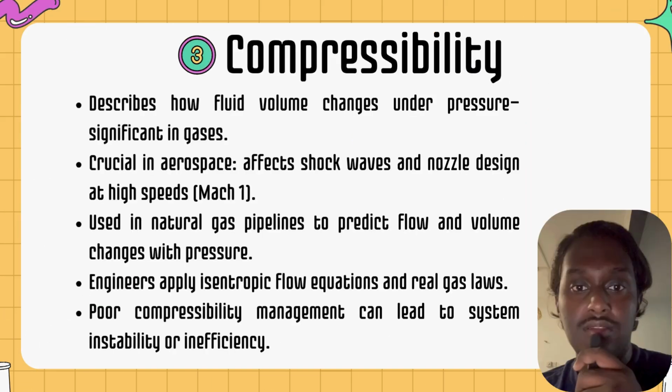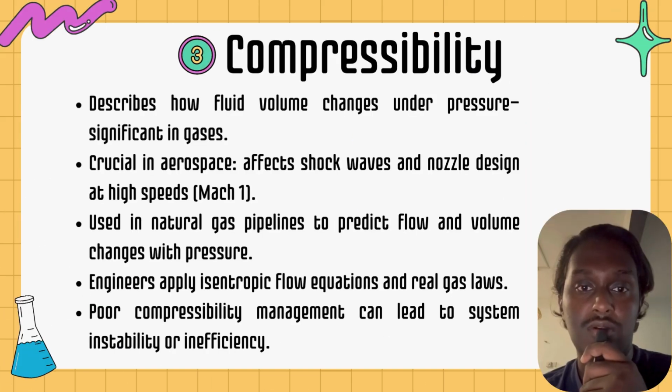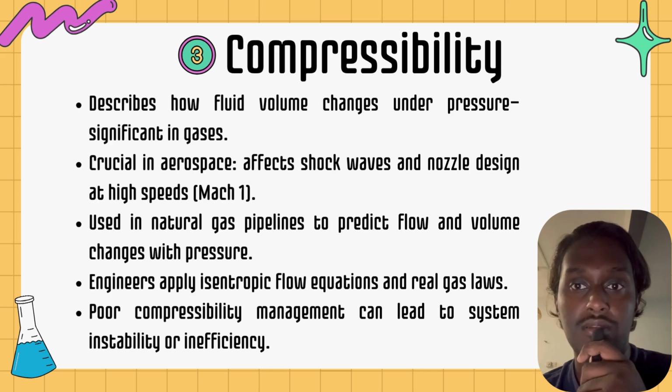The third and final fluid property I would like to talk to you about is compressibility. Compressibility describes how fluid volume changes under pressure, significant in gases. It is crucial in aerospace. It affects shock waves and nozzle design at high speed, which is Mach 1, the speed of sound. It is also used in natural gas pipelines to predict flow and volume changes with pressure.